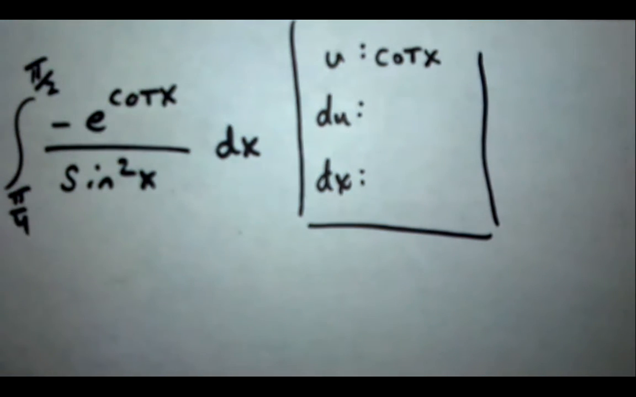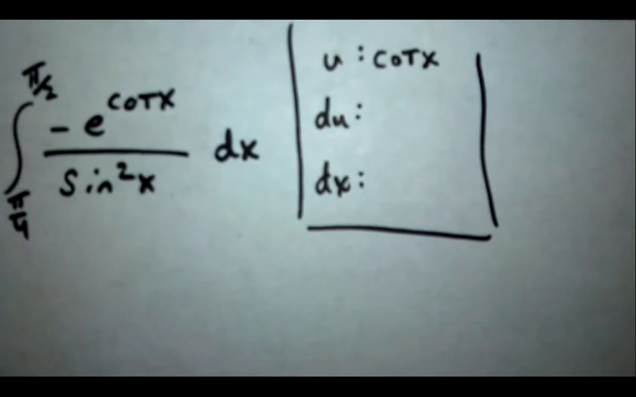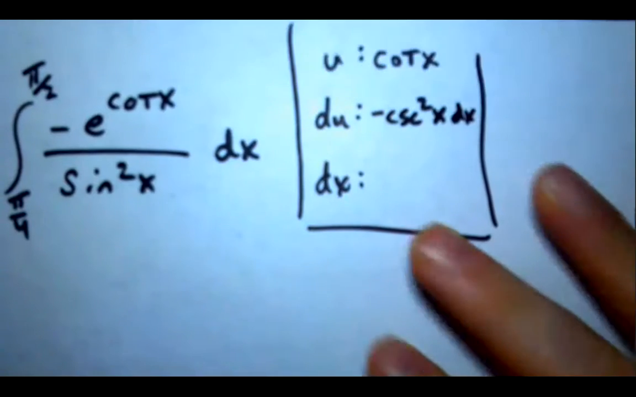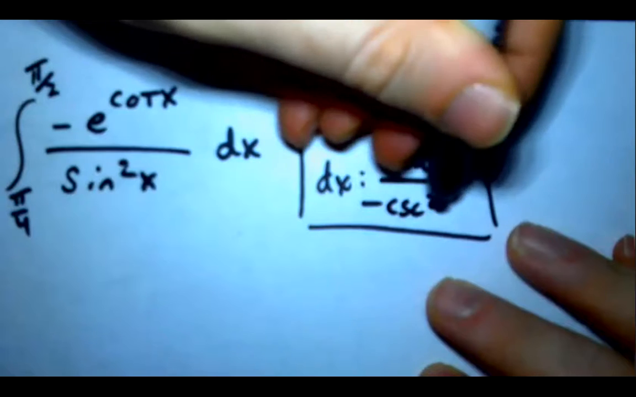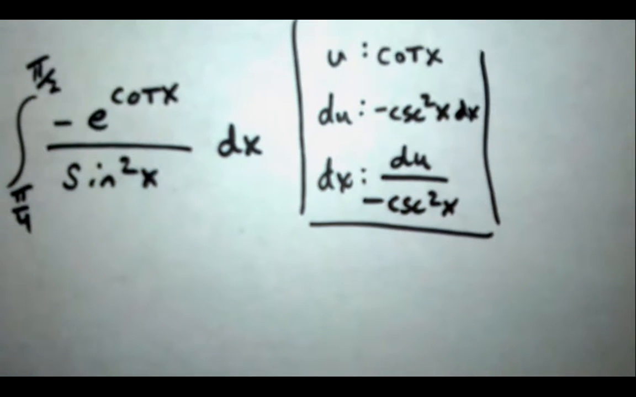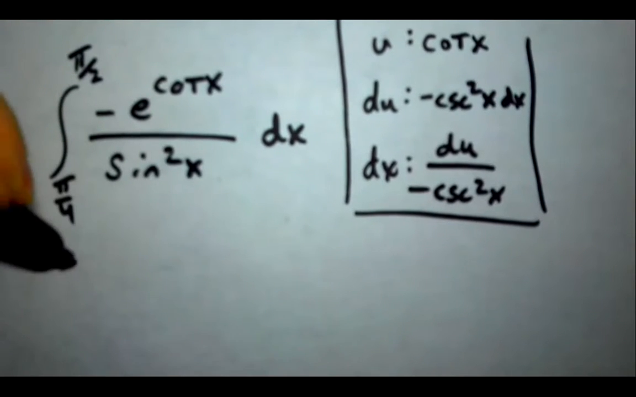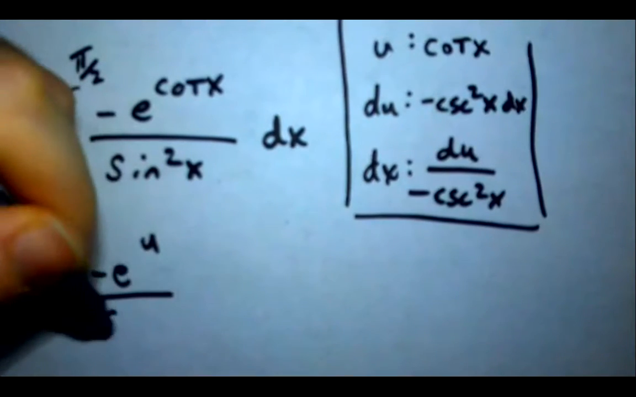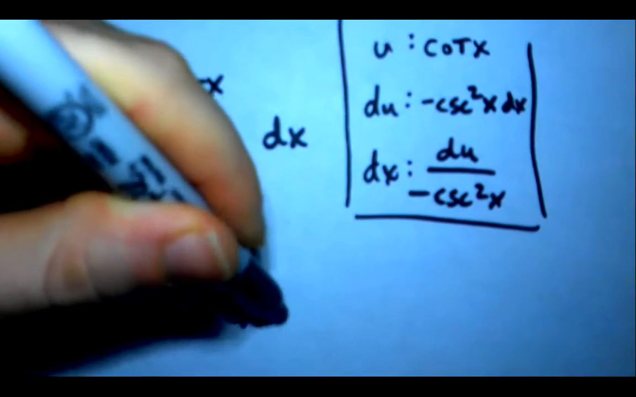So to get this going, you've got to know the derivative of cotangent. These are still kind of new for us, so make sure we learn them, study them. The derivative of cotangent is negative cosecant squared, so negative cosecant squared x dx. Solve for dx, and we've got du over negative cosecant squared x. All right, tossing this in, you've got the integral of negative e to the u du over negative cosecant squared x.